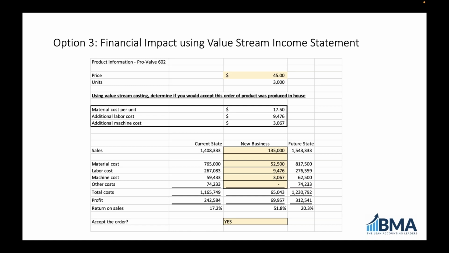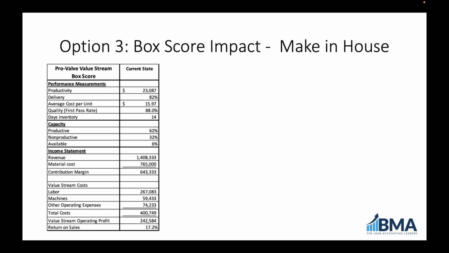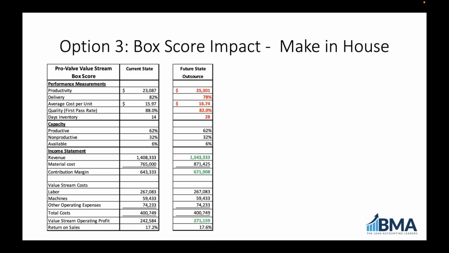Yeah. Then when you line the options up in a box score, here's the current state box score. If you outsource, this is where you get the complete picture. We know that we're going to make more money outsourcing: more sales, more contribution margin, the material cost goes up, all the other costs stay the same. So we make more money than the current state. One of the problems is the performance measurements. You can see on-time delivery goes down, average cost per unit goes up, quality goes down, and the days of inventory go up.